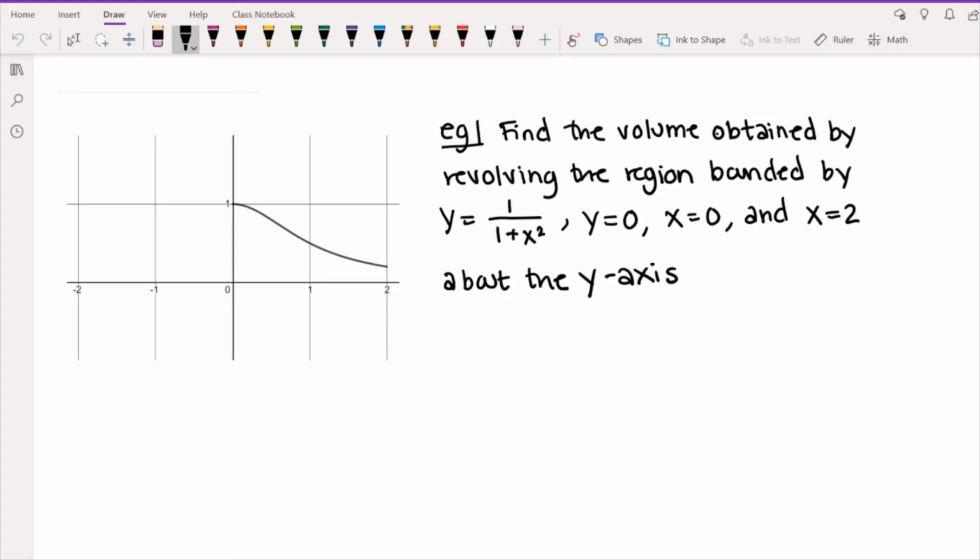So in this case, we're working with y is equal to 1 over 1 plus x squared. So that, by the way, if you were to look at the full graph, it would look like this, but I just included the part that we actually want here because we're also bounding that with x is equal to 0, y is equal to 0, and x is equal to 2. So we're looking at this shape here. And we're taking this and we're revolving this around the y-axis.